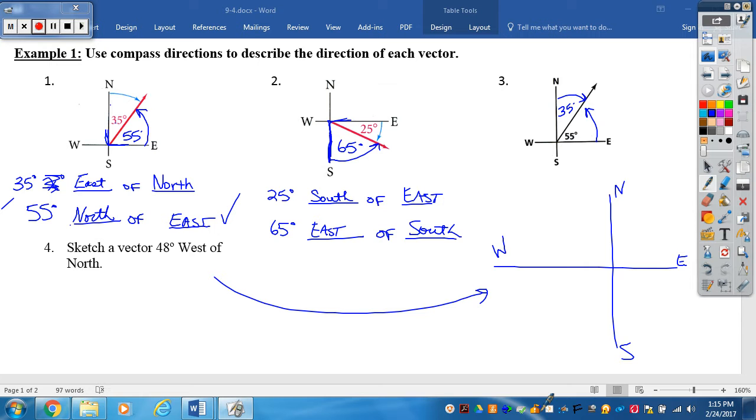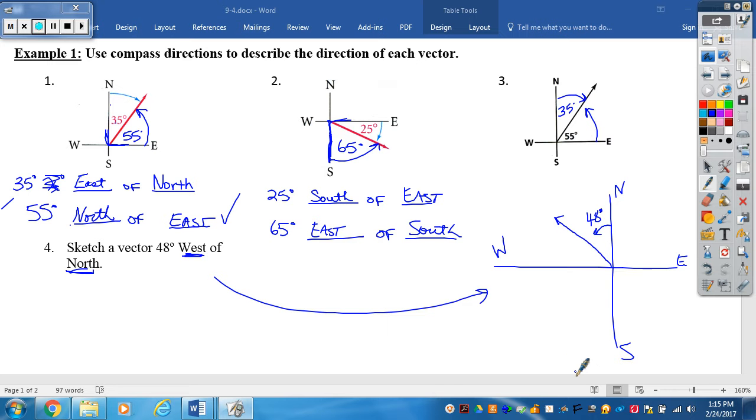But here's what we're going to do. We have 48 degrees west of north. Okay, so this is the direction that we're heading, and this is the direction where we're coming from. So I'm going to go this direction. I'm heading west from north, up north, 48 degrees. So it should be somewhere out in a little more than half right there.